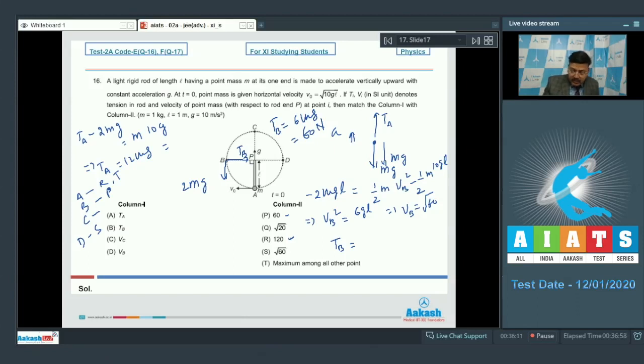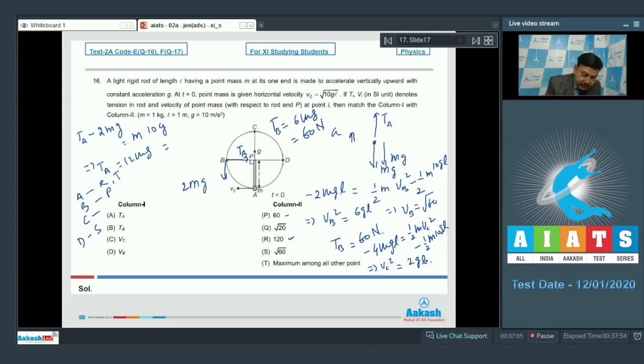Let's find VC now. Well, if you find VC, the work done by the gravitational force and the pseudo force will be minus 4 mgL. Coming to VC, by applying the work energy theorem, we have the equation minus 4 mgL is equal to half m VC square minus half m 10 gL, and VC square then will be equal to 2gL. So VC itself is root 20 units.